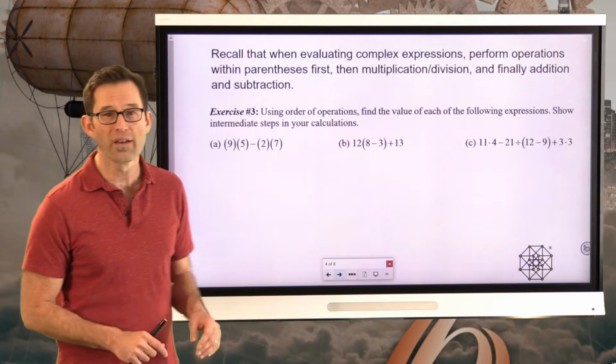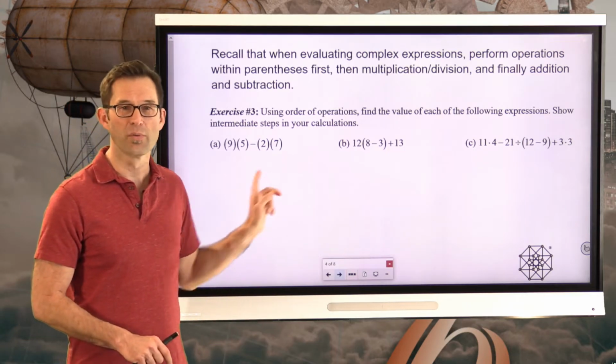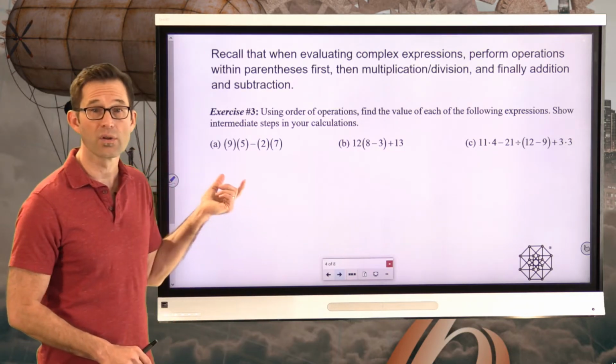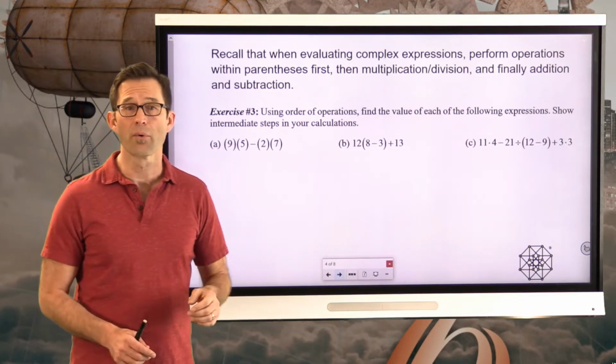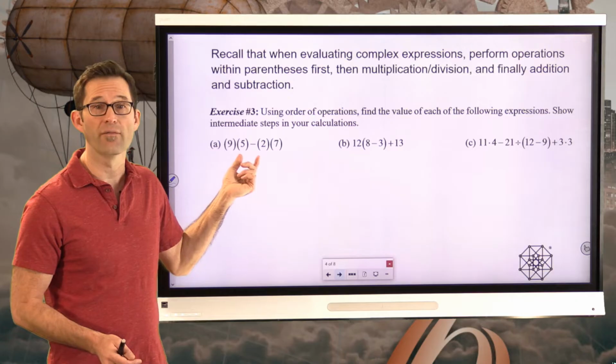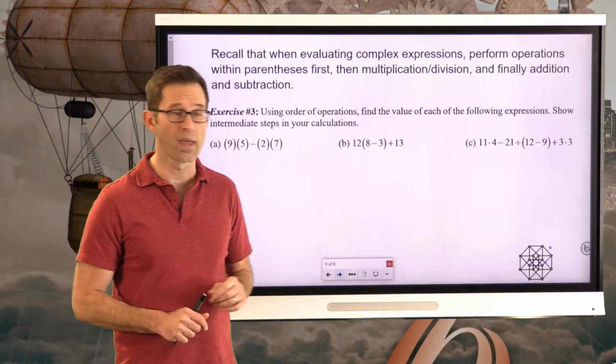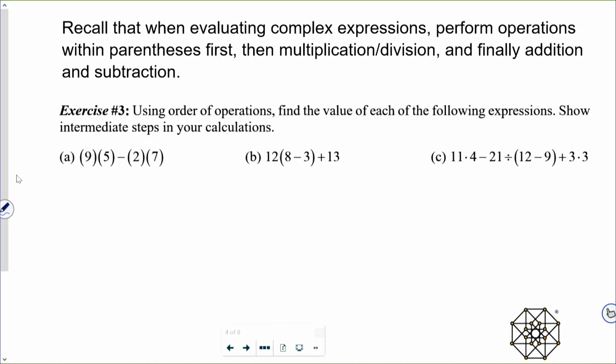All right. So what I didn't want to have in letter A is a bunch of multiplication symbols. But what I do certainly have is 9 times 5 and 2 times 7. Without order of operations, maybe I think I should do 5 minus 2 first. But that's not the case. In fact, let's just do this one together. What I should do is look at these two products and say 9 times 5 is 45, and 2 times 7 is 14, and then I should subtract and get 31.